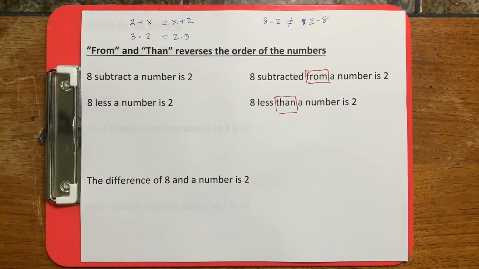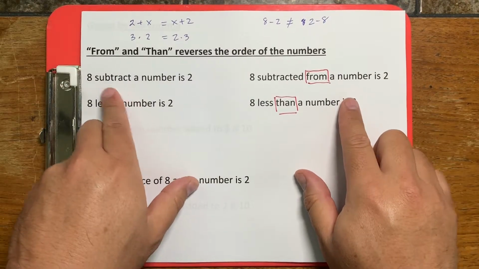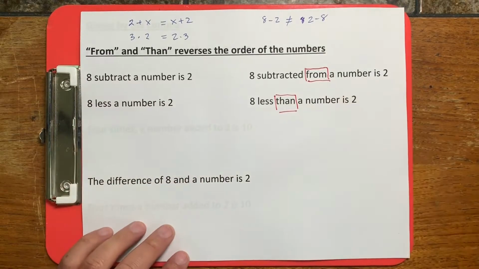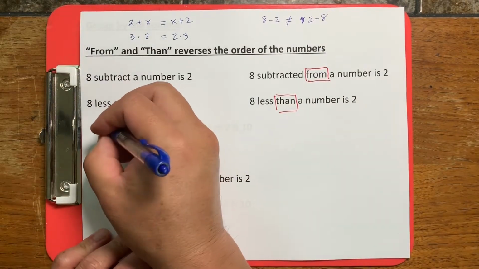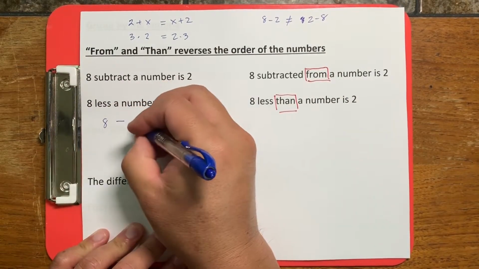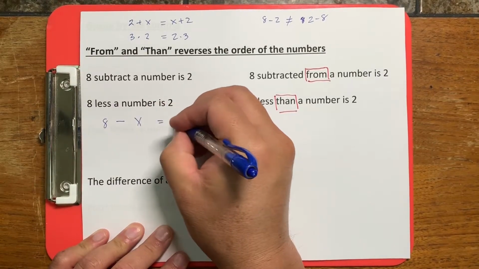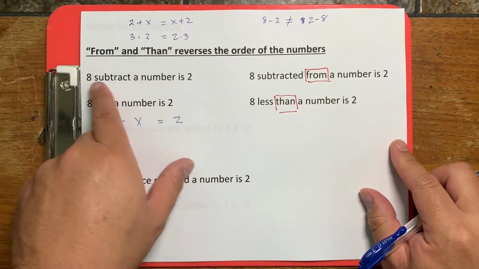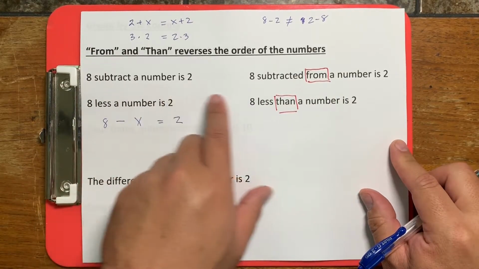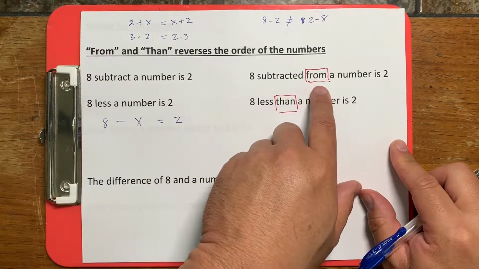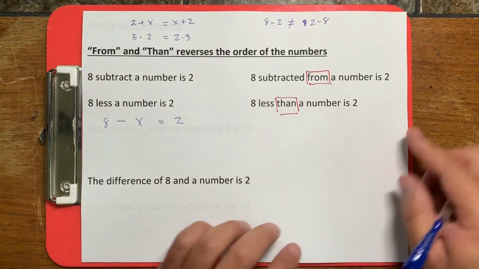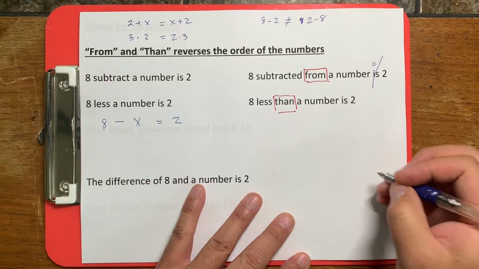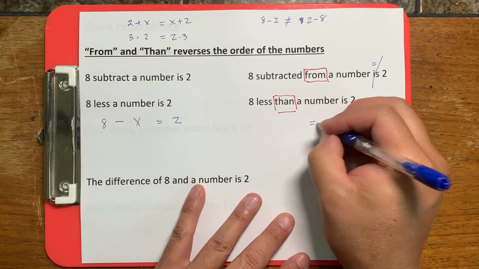So let's look at the difference between these two problems. 8 subtract a number is 2. We didn't see the word from or than, so we kept the same order. Now, 8 subtracted from a number is 2. Over here, we have the equal, which splits the complexity in half.